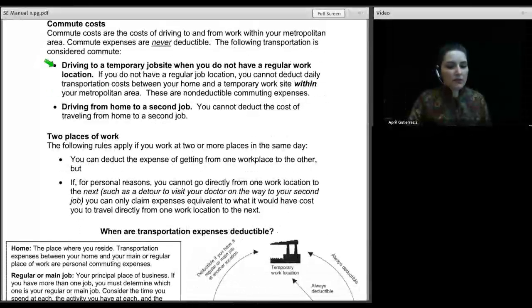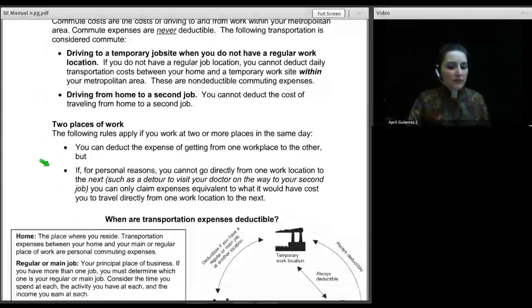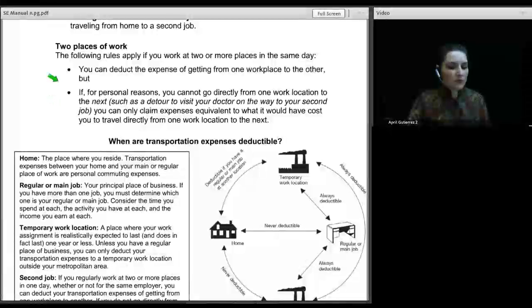Driving to a temporary job site when you do not have a regular work location. If you do not have a regular job location, you cannot deduct daily transportation costs between your home and a temporary work site within the metropolitan area. These are always non-deductible commute costs. Driving from home to a second job, you also cannot deduct the cost of driving from home to a second job. But if you have two places of work, the following rules apply.